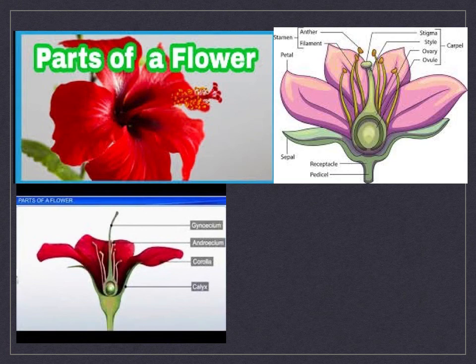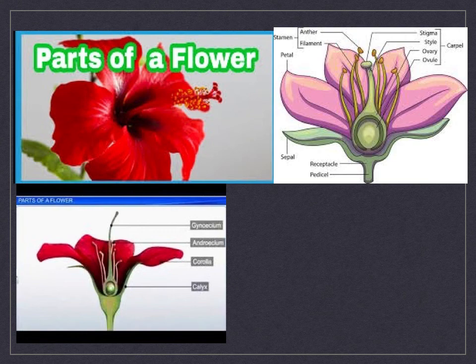So you can see androecium and gynoecium. Androecium consists of the anthers and filament. Gynoecium consists of ovary, style and stigma. Together, the ovary, ovule, style and stigma are called carpel, and anther and filament are called stamen.